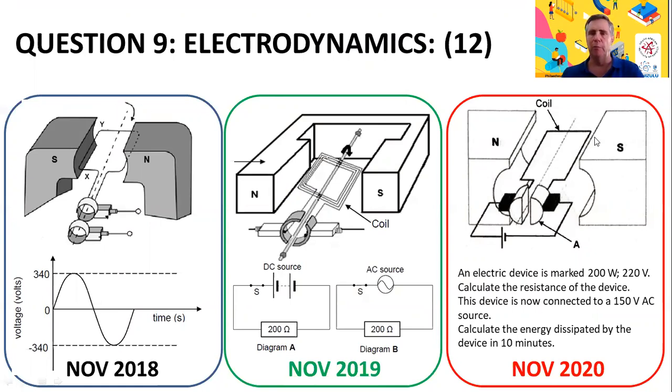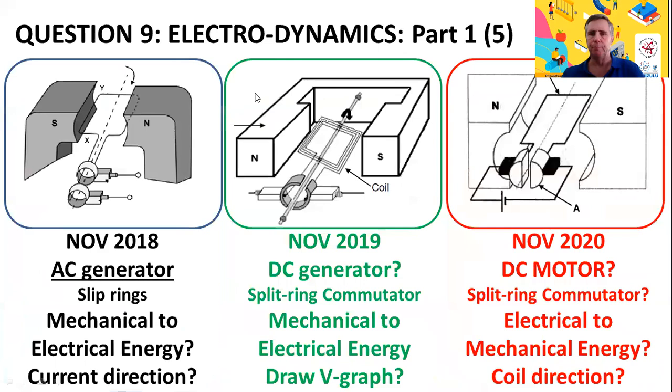And remember, as I said, question 9 is usually in 2 parts. There's normally a first part for about 5 marks with some basic structural questions about a generator or a motor. Then there's a second part, quite often with a graph, which usually involves some AC calculations. So just looking at the first part, you can see these are the 3 pictures for the last 3 exams.